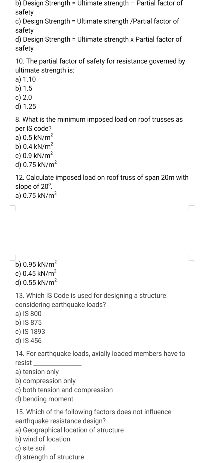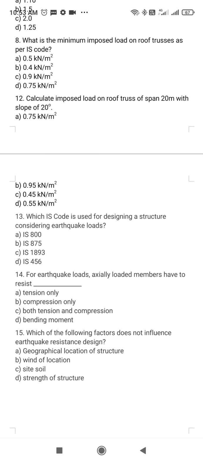If SS is not provided, it is 0.5. If SS is provided, it should be 0.75 kilonewton per meter square. So basing upon that, what is the minimum imposed load on roof trusses as per IS code? Your answer should be 0.4 kilonewton per meter square.